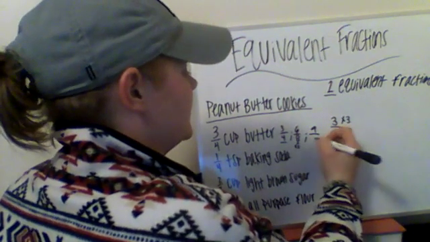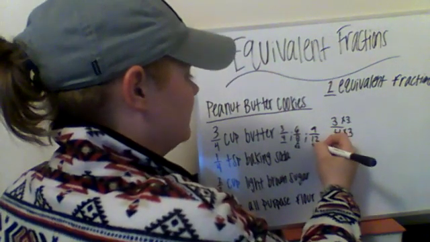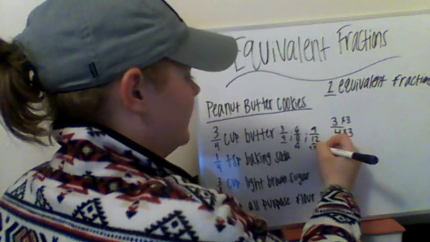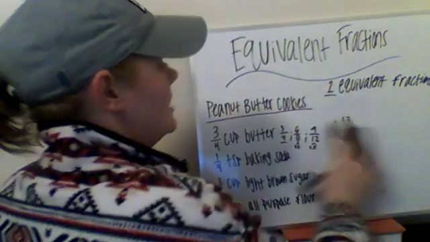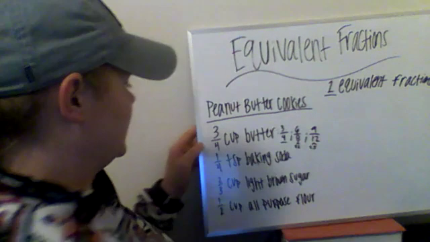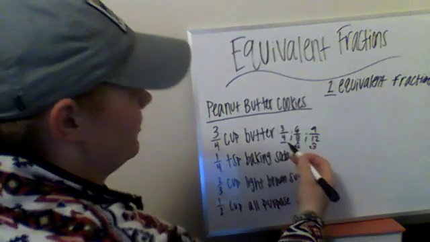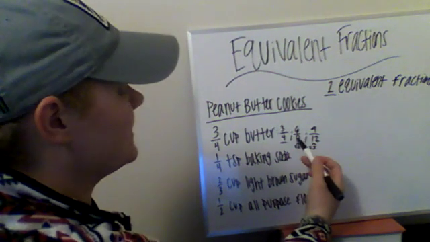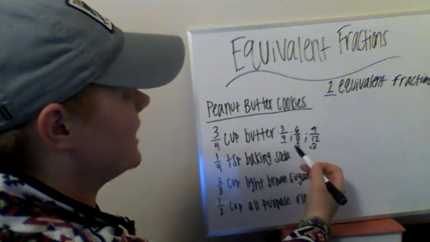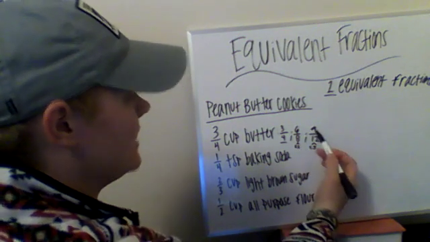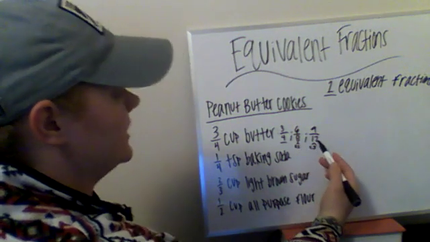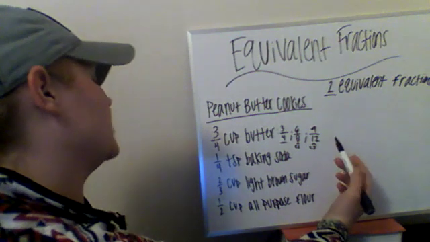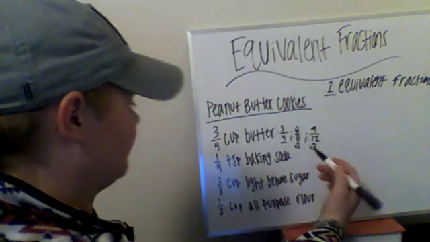4 times 3 is 12. Okay, and all those were multiplied by 3. Okay, so my equivalent fractions for 3/4 are 3/4, 6/8, which I got by multiplying my numerator and denominator by 2, and then 9/12. And I got 9/12 by multiplying my numerator and denominator by 3.